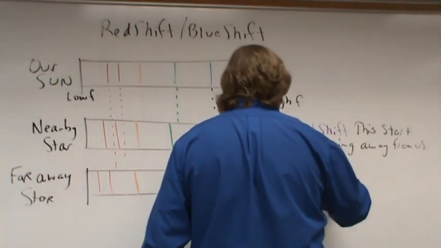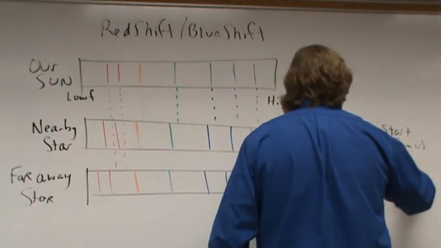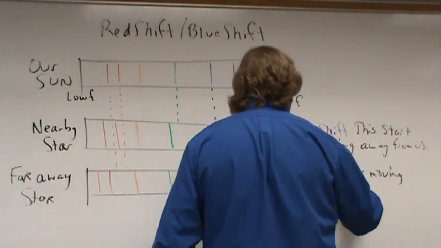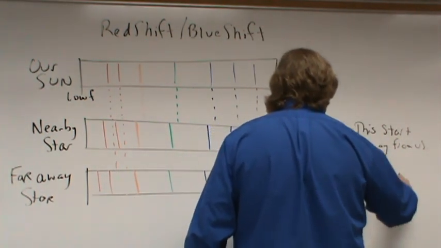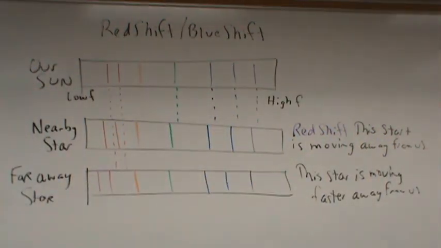So this star is moving faster away from us. Okay, so now we got this great tool, this redshift thing. We decide we're going to look at all the stars. We're going to look at all the stars in the universe that we can see. And we discovered something really interesting.